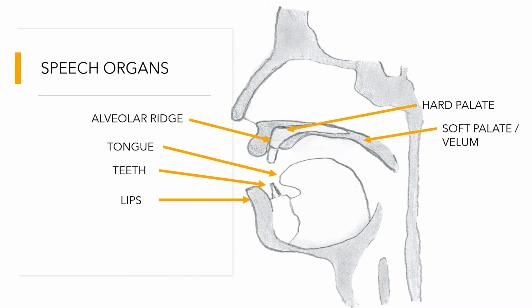Then we have the soft palate or velum. Well, its function is to separate the oral cavity from the nose in order to produce the oral speech sounds. If the separation between these two cavities is incomplete, the speech is perceived as hypernasal.